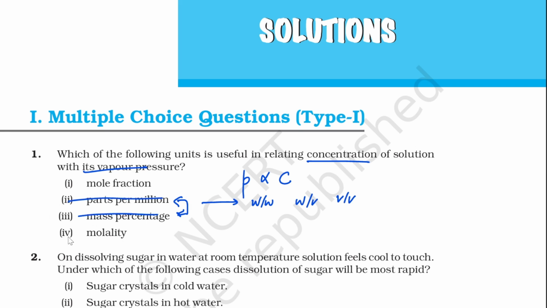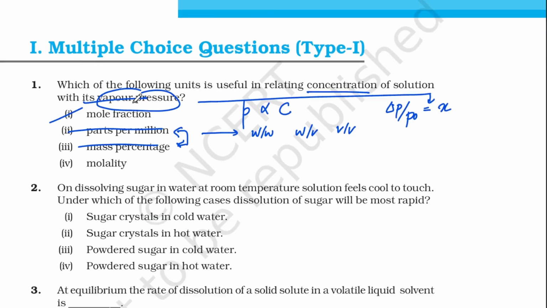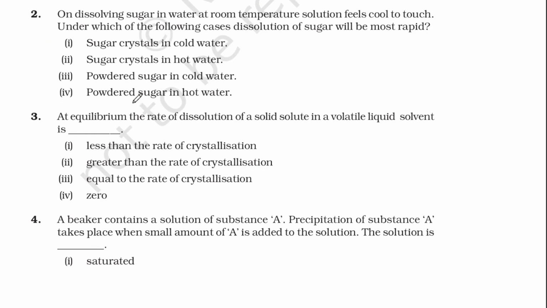So you got to decide between molality and mole fraction. The idea here is that delta P by P naught is equal to what? X, which is mole fraction itself. And there you go. So we are relating change in vapor pressure to mole fraction. So this one should be the answer right over here. This is a quick question, shouldn't take more than 10-15 seconds to do in an actual exam.